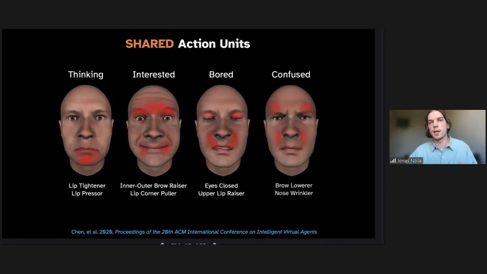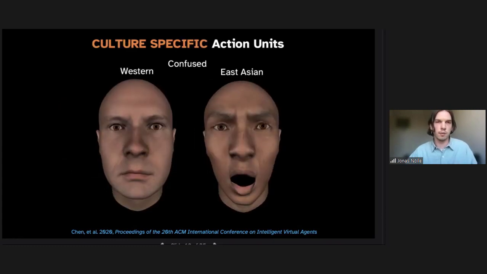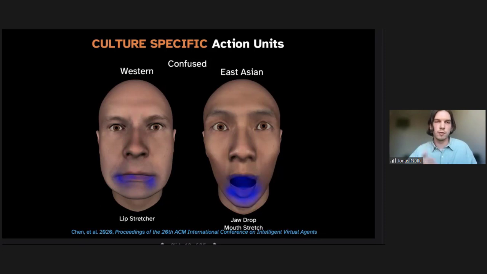However, we can also identify the action units that differ. And for confused, as you saw earlier in the first graph that I showed, the Western participants perceive the lip stretcher as more associated with confused, whereas the East Asian participants perceive the jaw drop to be more involved in confused expressions, and an open mouth.